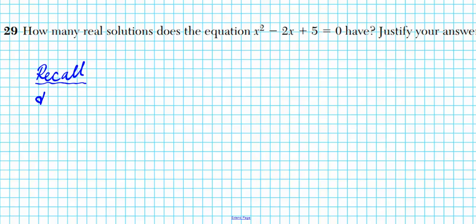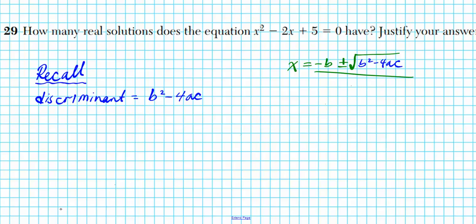The discriminant is b squared minus 4ac. Now where did this expression come from? If you remember your quadratic formula, x equals negative b plus or minus the square root of b squared minus 4ac, and you have the entire expression divided by 2a.